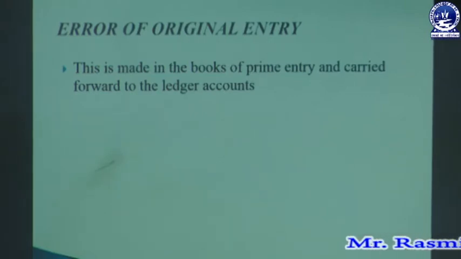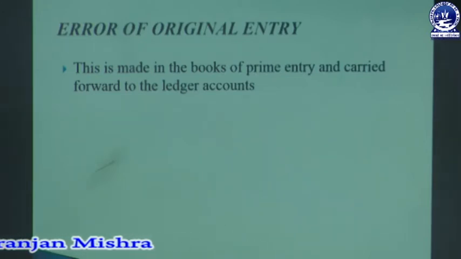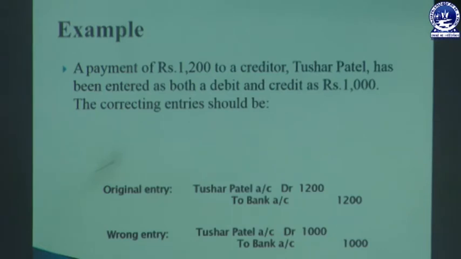Then the next error is the error of original entry. This is made in the books of prime entry and carried forward to the ledger account. When this type of error is made at the time of recording in the books of original entry and carried forward to the ledger account, it is called an error in original entry. For that, there is one example. A payment of rupees 1200 to a creditor, Tushar Patel, has been entered on both the debit and credit side as rupees 1000. So instead of 1200, we record debit 1000 and credit 1000. There will be no problem in that case; the error will not be disclosed, but it is still an error.